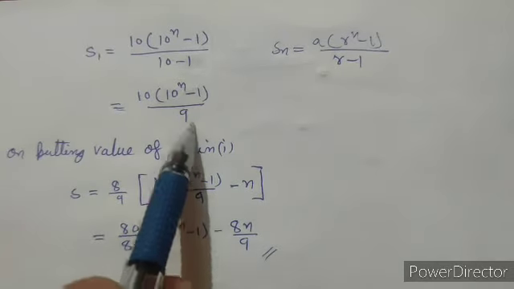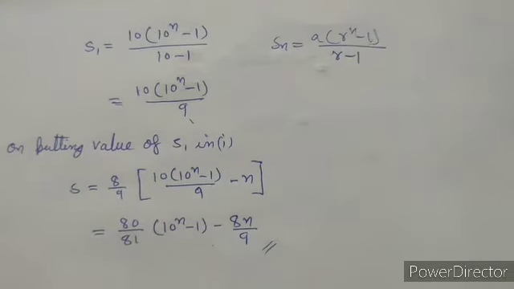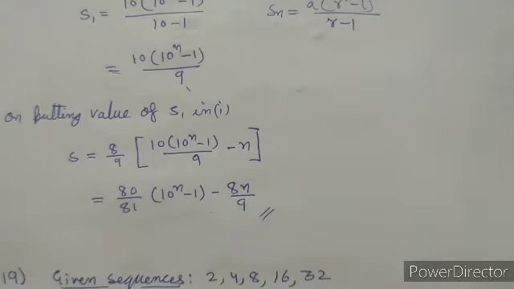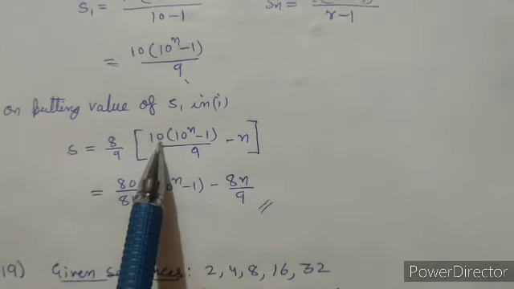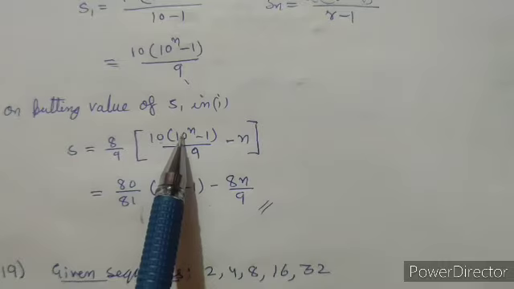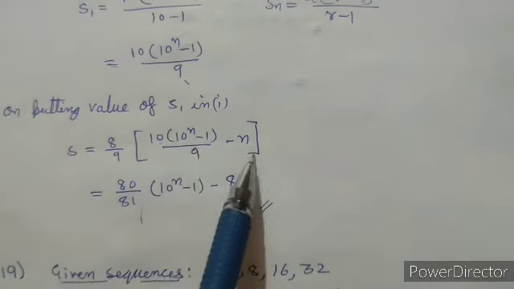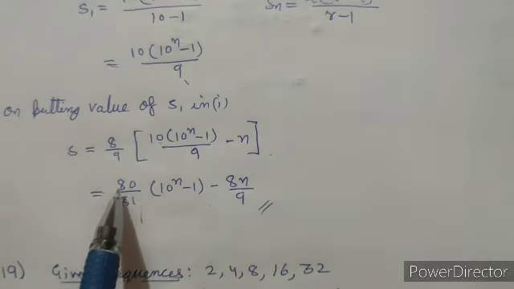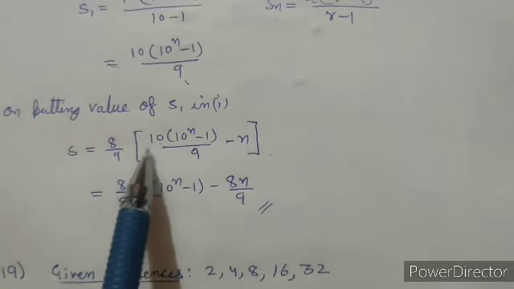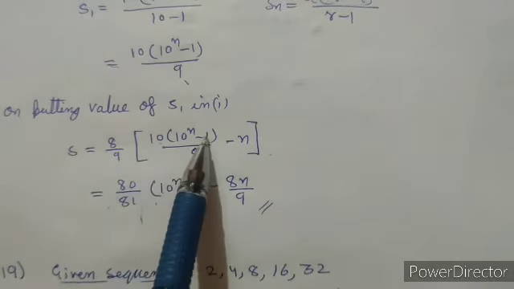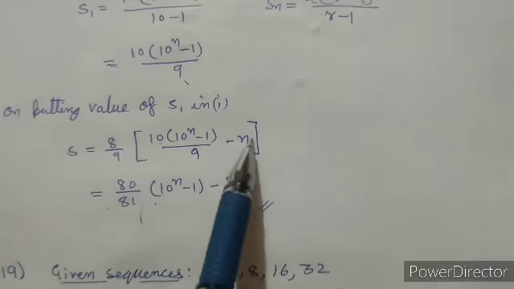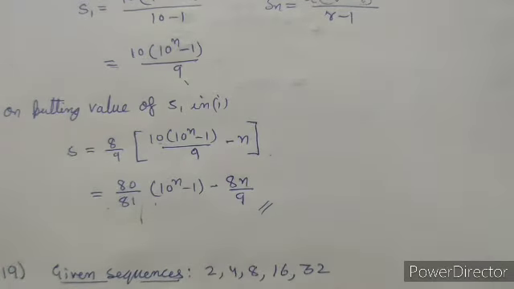Now on putting this value of S1 in first, we will get the value of S as 8/9 into (10 into (10^n - 1)/9 - n), that was the value of S1 minus n, and this will be equal to 80/81 (10^n - 1) - 8n/9.